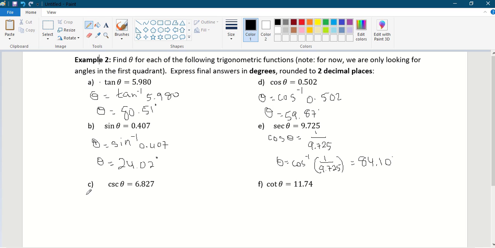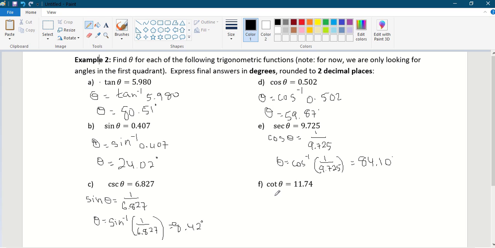Okay. Similarly for this one, because we are given cosecant theta, we will first say sin theta equals 1 divided by 6.827. So then theta will be sin inverse 1 divided by 6.827, which will then equal sin inverse bracket 1 divided by 6.827. So we get 8.42 degrees.